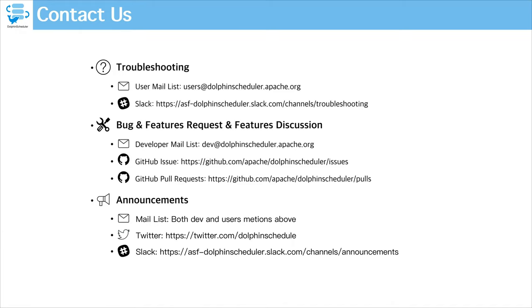If you are a developer, you can join our developer email, the DolphinScheduler developer mailing list. You can report bugs and post your feature requests in the mailing list or in GitHub issues, or even in a GitHub pull request if you're interested. Besides that, in the developer mailing list, we will discuss the features and the roadmap of DolphinScheduler, and you are welcome to subscribe.